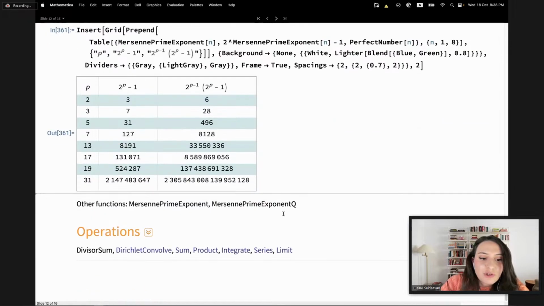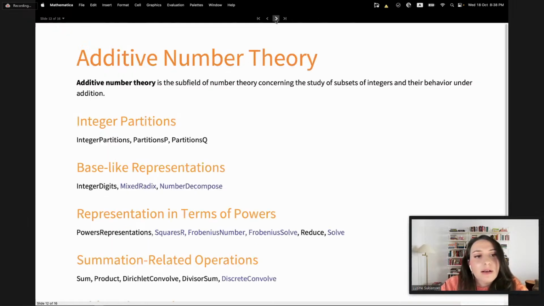Now let's talk about operations. Of course, because we deal with functions, all kind of complex functions, there are some operations that are useful here, like sum, product, integrate, series, limit. We'll not talk about that because they are not purely number theoretic functions, but we can look with them. Yeah, they are very useful here.